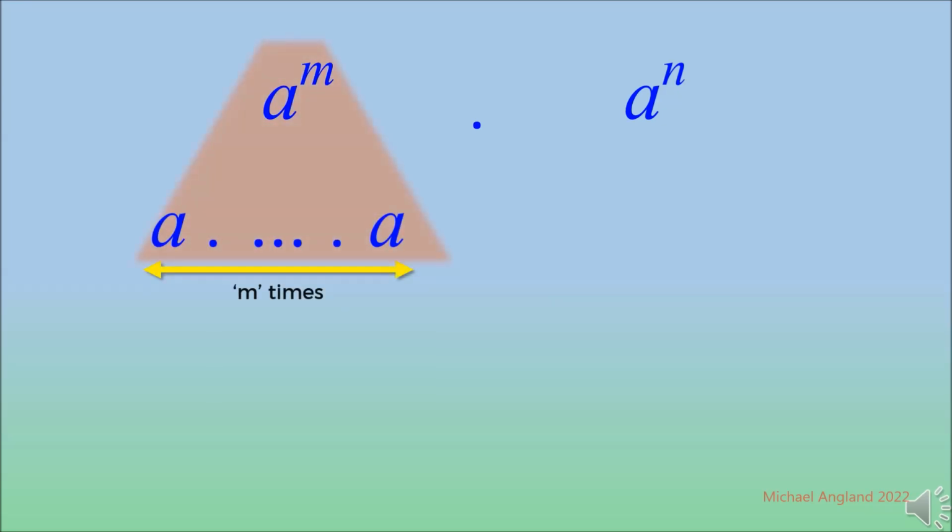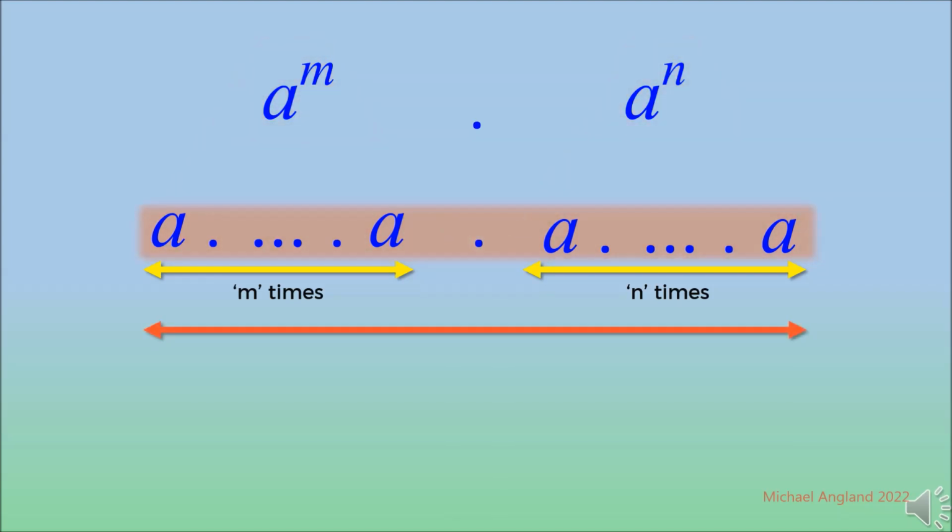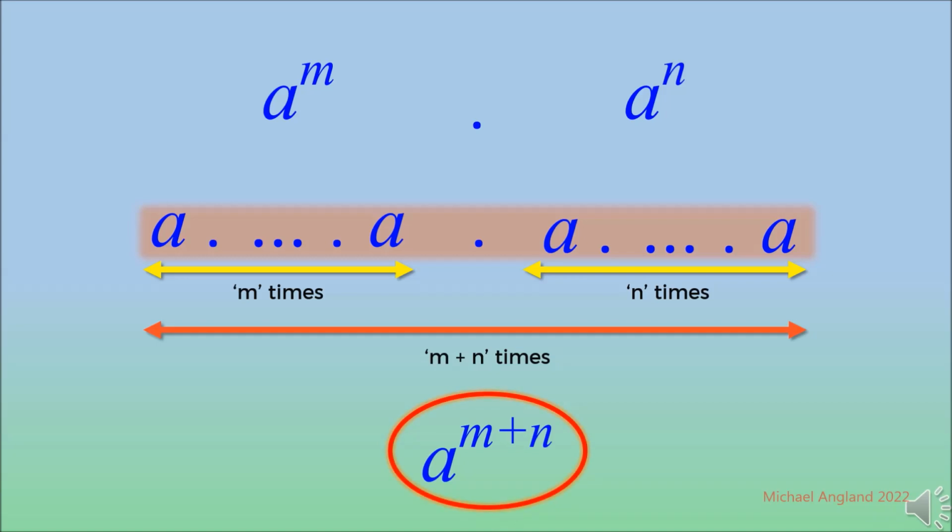So let's look at why that is. A to the m is a multiplying itself m times. A to the power of n is a multiplying itself n times. When we multiply the first group by the second group, we have a total of m plus n lots of a multiplying themselves. Hence, that can be written as a to the power of m plus n.